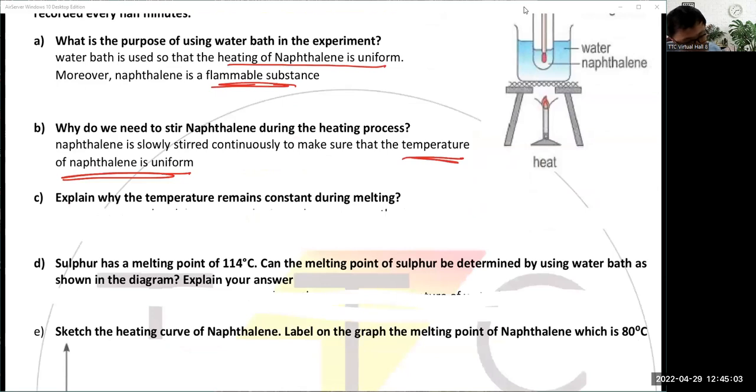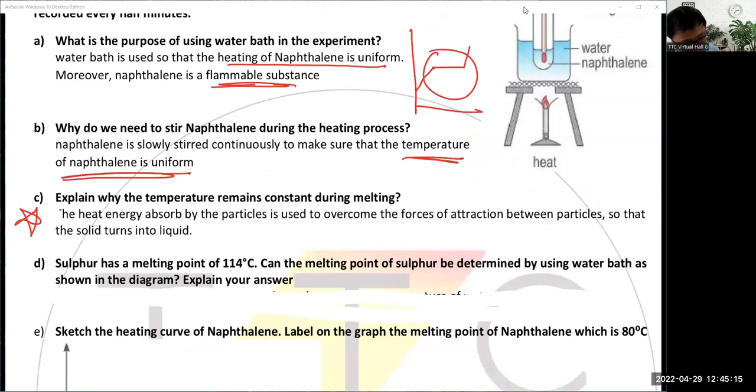Then this is the question always asked in exams, standard. They will ask why the temperature remains the same. It means when you're doing melting, your temperature will suddenly stop here. They'll ask you why the temperature is constant here. So you mention this answer: the heat absorbed by the particles is used to overcome the force of attraction between particles so that the solid turns to liquid. You have to remember this answer. So it means they actually try to separate all the particles so that it becomes liquid state.